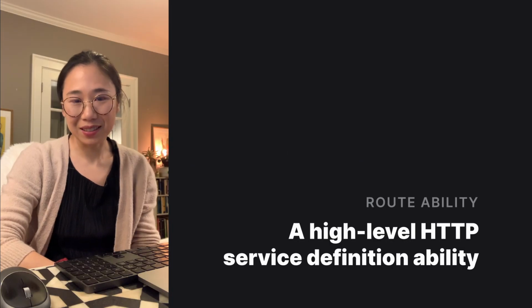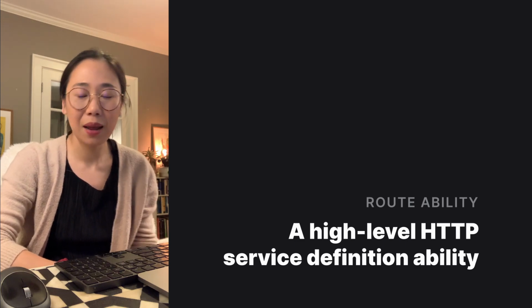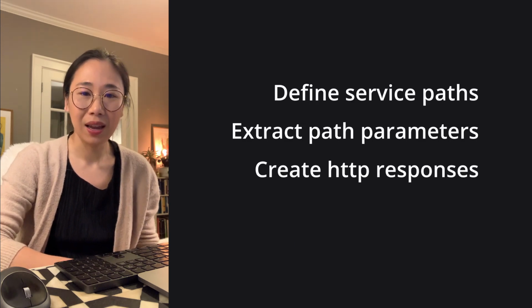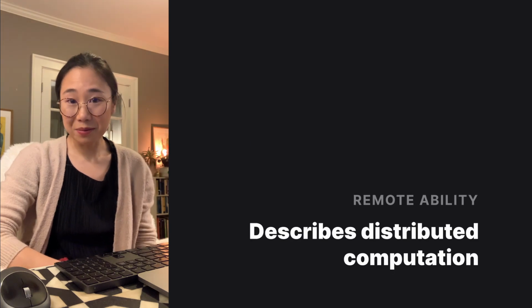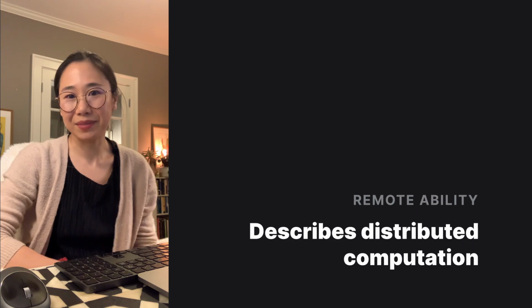The Route ability lets us describe what should happen if the service receives an HTTP request. It enables us to do things like describe what a valid path is, extract path parameters, and set response values. The Remote ability describes the effect that this computation is going to be run elsewhere, in this case, on the cloud.